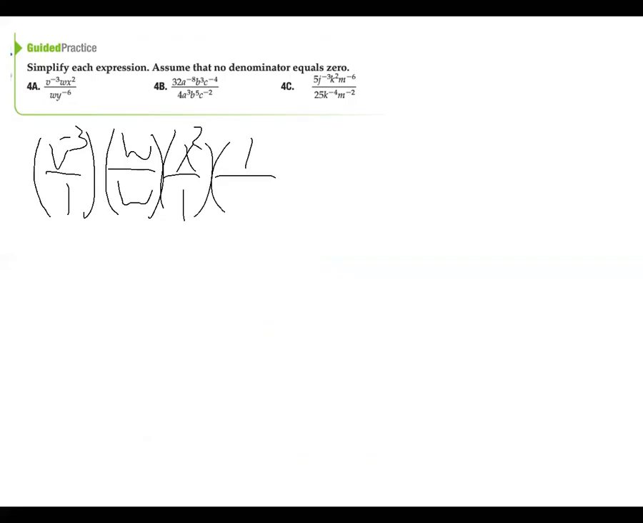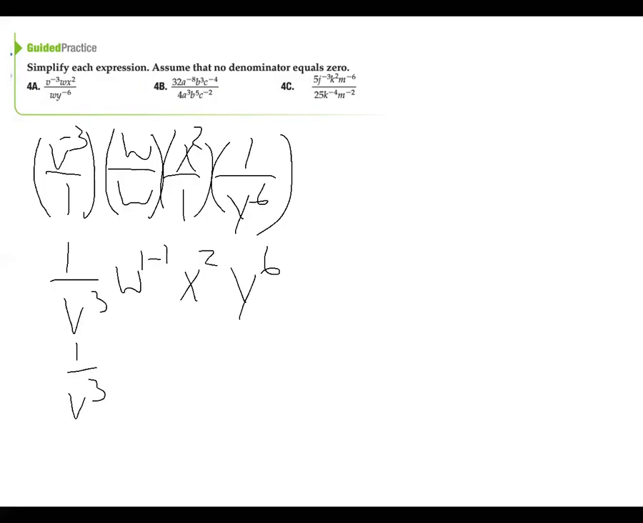Okay, we're back. So for a, what we're going to do is group. So you have v to the negative 3 over 1, w over w, x squared over 1, and 1 over y to the 6th. I can flip this one because there's no v's, so it's 1 over v cubed. W divided by w would be w to the 1 minus 1. This would just be x squared, and flip this one, y to the 6th. So it'd be 1 over v cubed, w to the 0, x squared, y to the 6th.